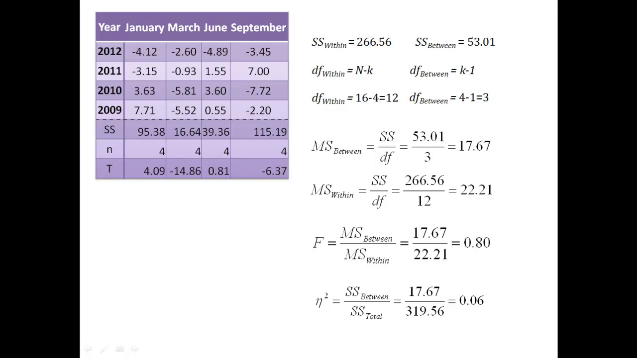And now we have calculated everything that we need to calculate in order to determine whether there is a significant effect of our independent variable, which is the month of the year, on the dependent variable, which is our Dow Jones index.